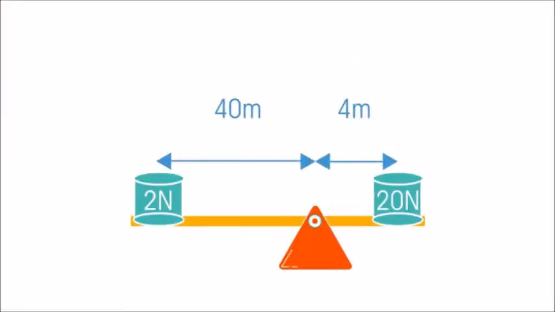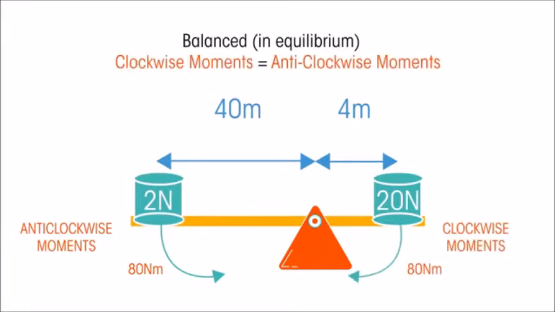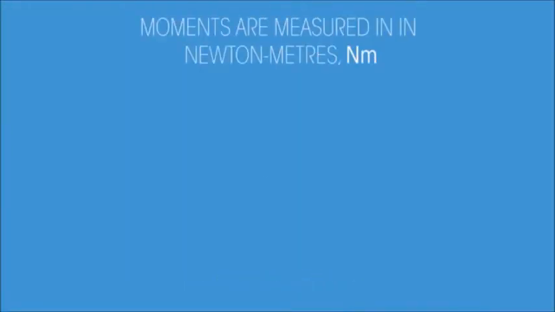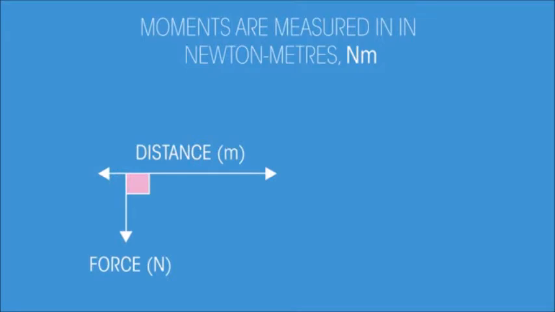For this seesaw, we do actually say clockwise moments and anti-clockwise moments. And for something to be balanced, the clockwise and anti-clockwise moments must be equal. So there we have moments. They're measured in Newton meters and are the force multiplied by the perpendicular distance.